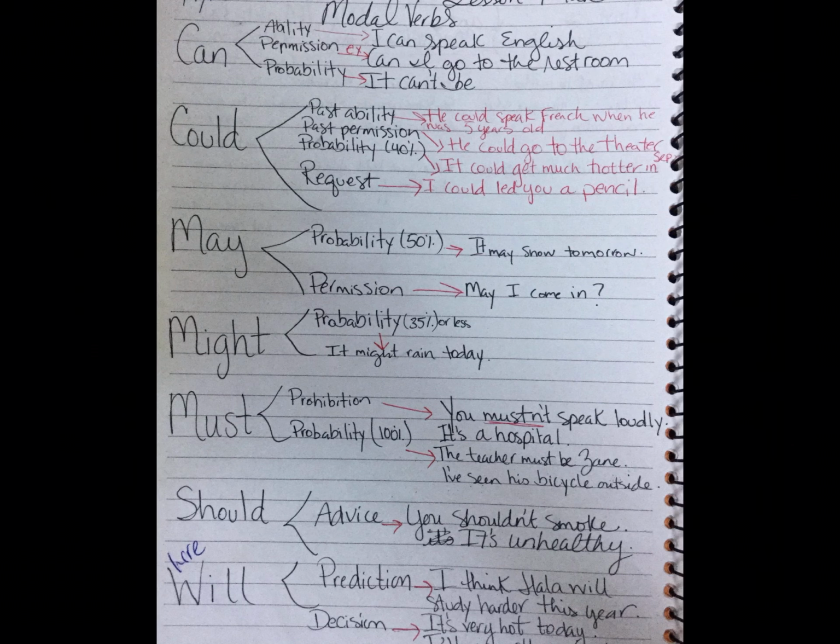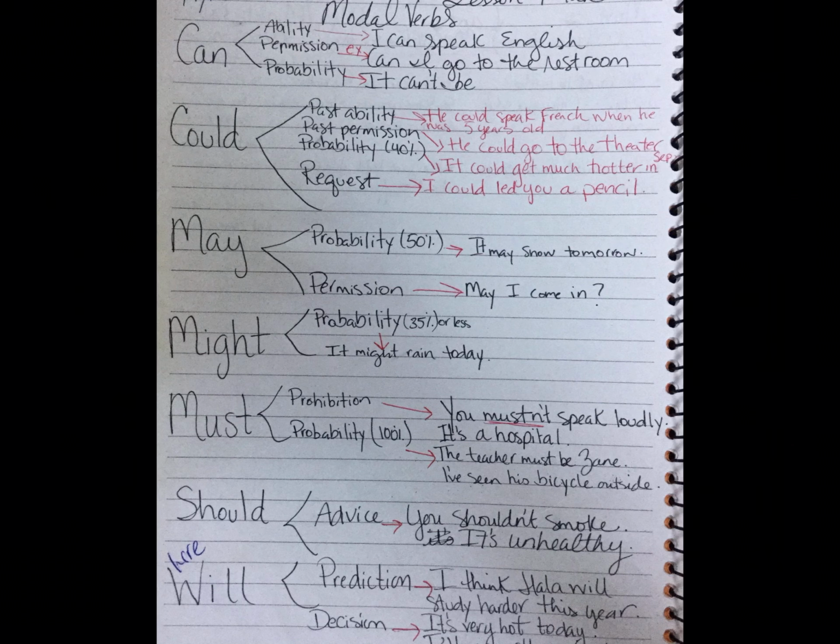May, we use it for probability, like I said, and permission. Probability 50%: it may snow tomorrow. I wish it would snow here, by the way. May, we also use it for permission. May I come in? You are asking, can I come in the classroom? Can I come in your room? Can I come in your car? So you are asking permission.